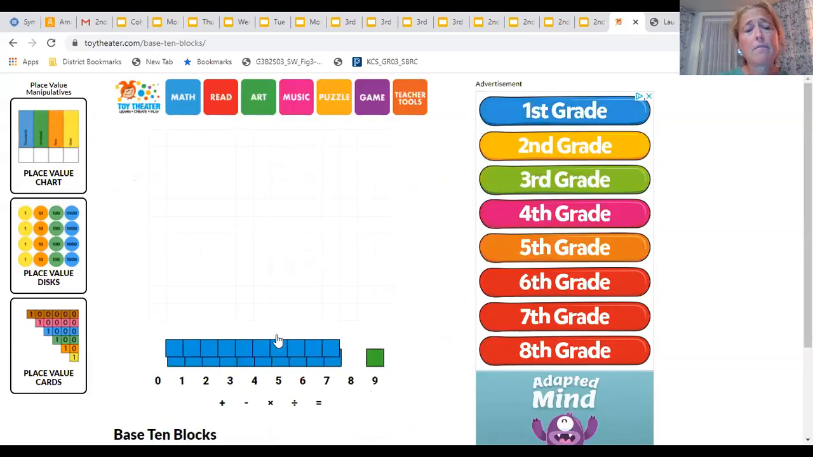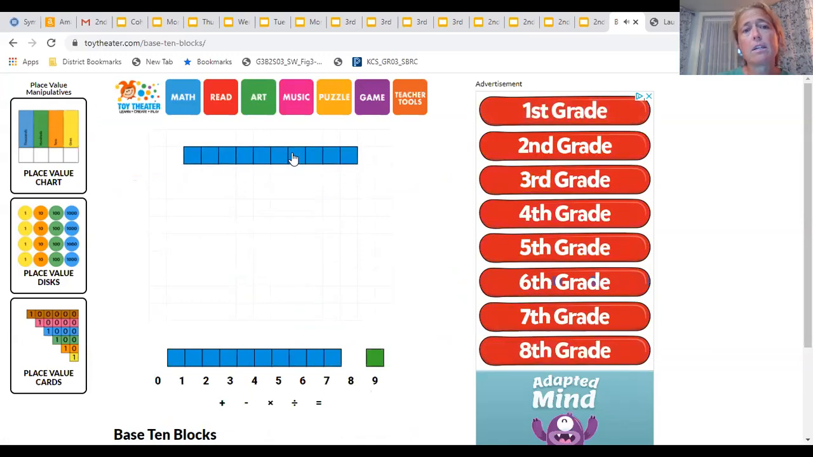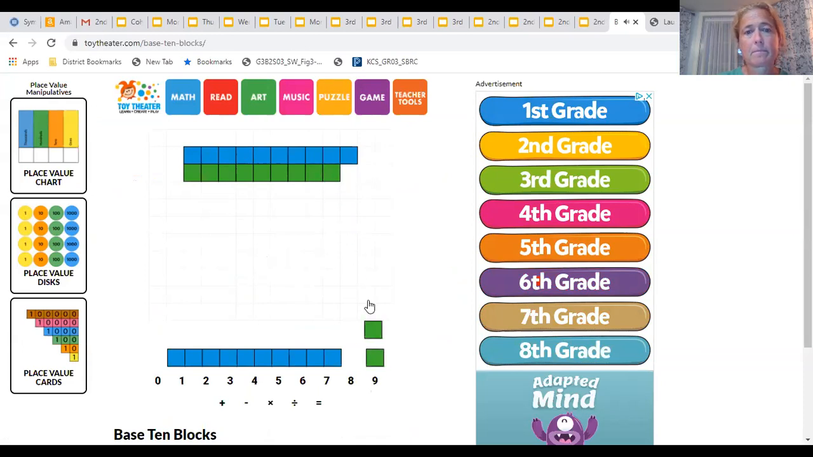All righty. Now, if you remember, this is a rod, and a rod is the same as 10 of these. So if I put these together, I would need 10 of these to make a rod. So again, I would need 10 units in order to make a rod. Of course, then you would need 10 rods to make a flat, and a flat is worth 100.